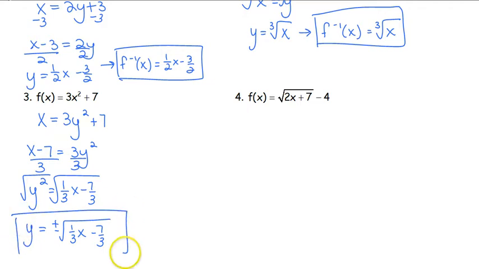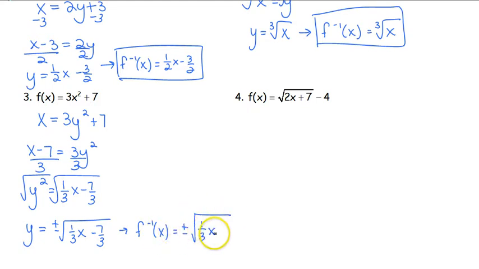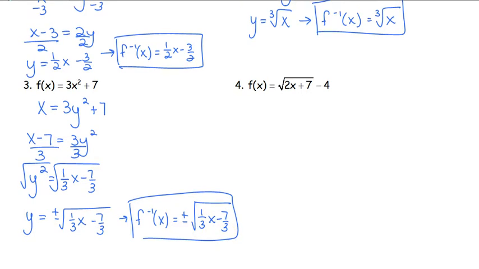So we have y equals, oops, we forgot function notation. So that's going to be f to the -1 equals the square root of plus or minus 1/3 x minus 7/3. And I've got good news for you. When you have something messy like this, and it's these multiple pieces, the adding, subtracting inside, you do not have to worry about rationalizing. You can go ahead and leave that as your answer. Don't say I never gave you anything.